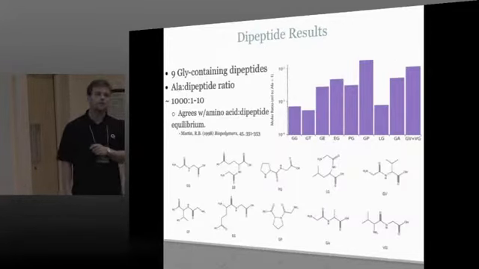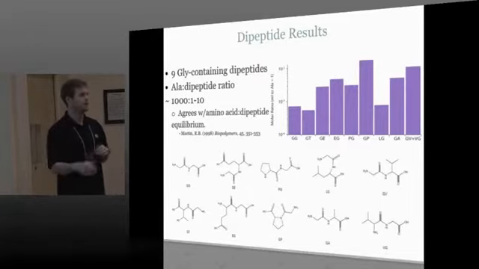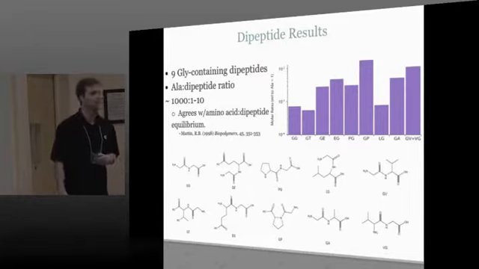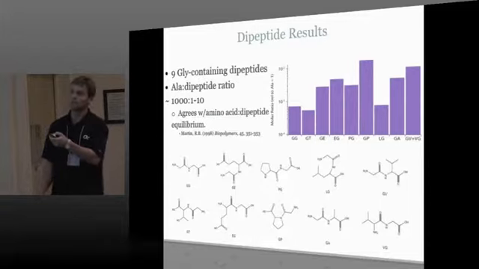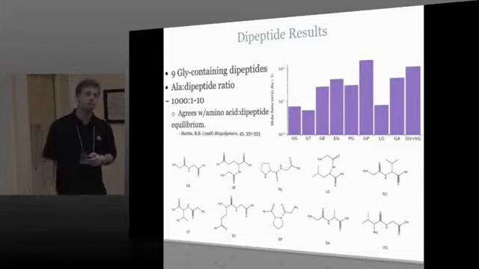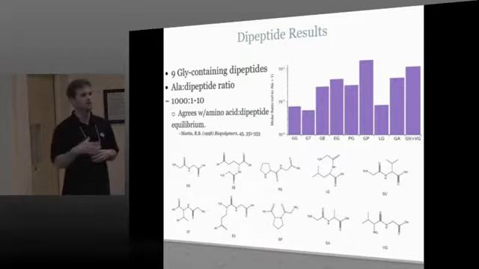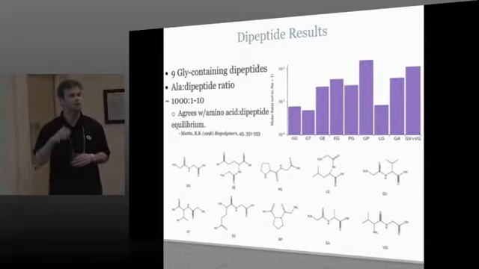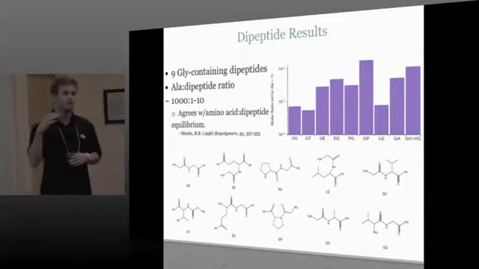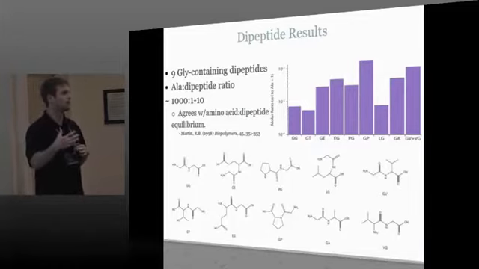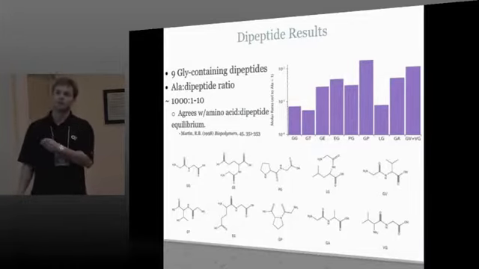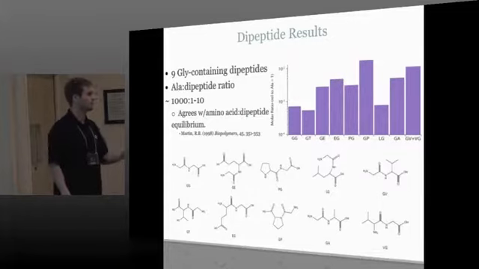And when we look at our dipeptide results, we do see a lot of dipeptides, and we see them in good yields as well. Interestingly, if you look at your amino acid to dipeptide ratio, the ratio in the samples is about 1,000 to 1 or 1,000 to 10, which agrees with experimental evidence that shows that at equilibrium conditions, you should have amino acids about 1,000 times more abundant than your dipeptides. So that suggests that these dipeptides were formed within the experiment and were not a product of contamination.